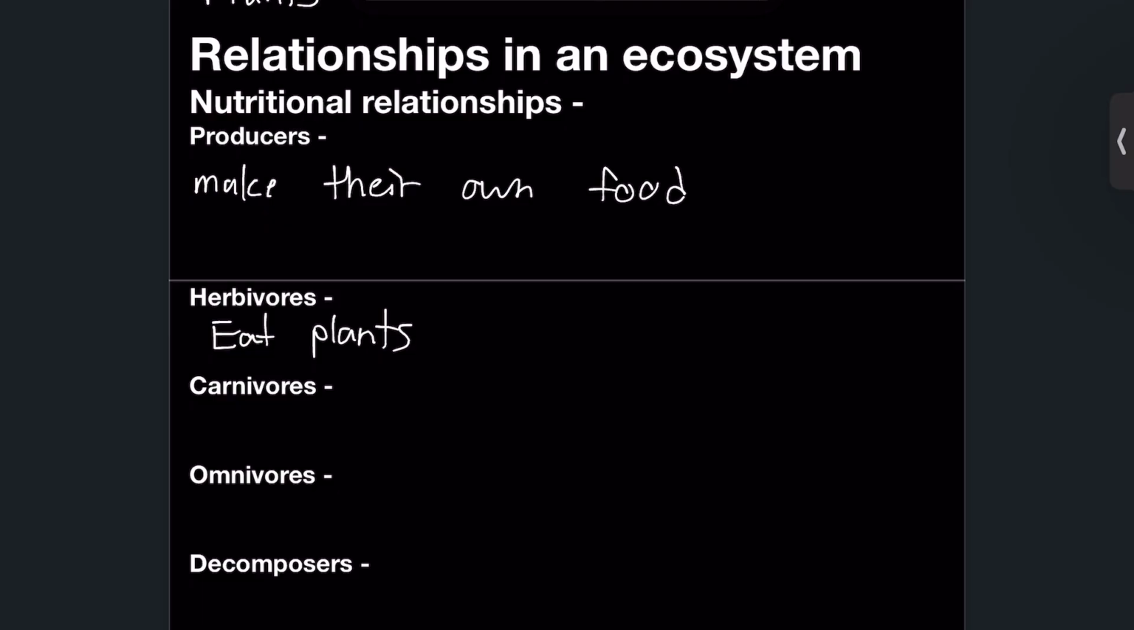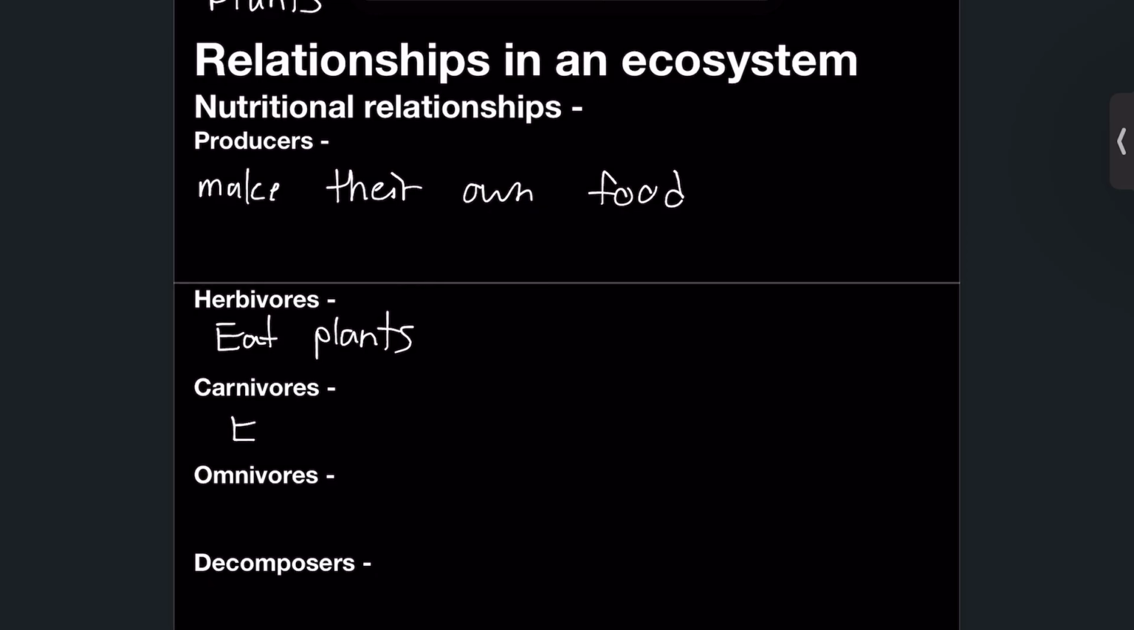Now the next one you have are carnivores, which are also called secondary consumers, and these are the ones that eat the other animals. So things like frogs. Frogs will eat insects, so they're secondary consumers because the insects are often primary consumers, eating various plants, and then the frogs are secondary consumers as they go back and eat those insects.